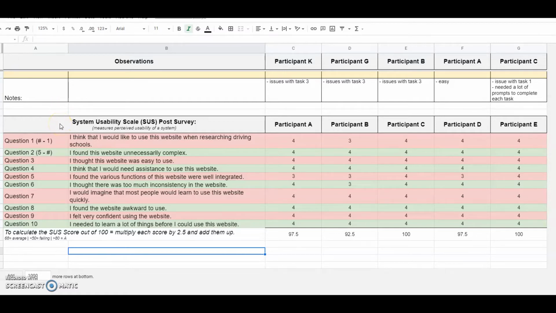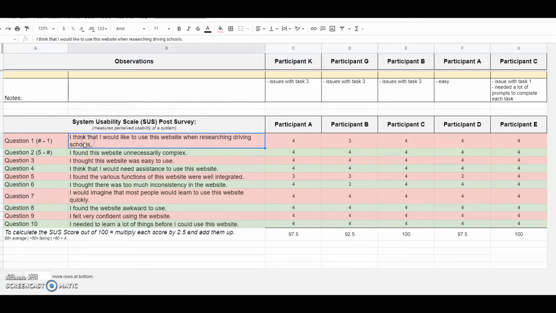And the reason that it's designed this way is that if you notice all of the red ones, I did this to help me remember what is what, but they are designed in a way that if a person found your website usable, they would likely always rate something high, like a 4 or a 5, right? So if you look here, I think that I would like to use this website when researching driving schools. Ideally, I'd want them to say, yes, a 5, right? Question 3, similar. I thought this website was easy to use. Ideally, I would want them to rate a 5 as well.